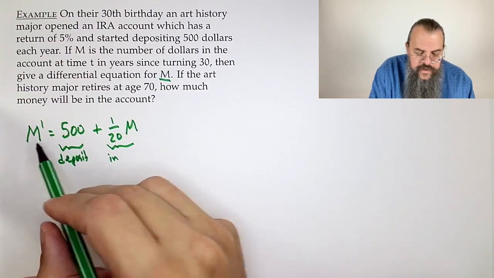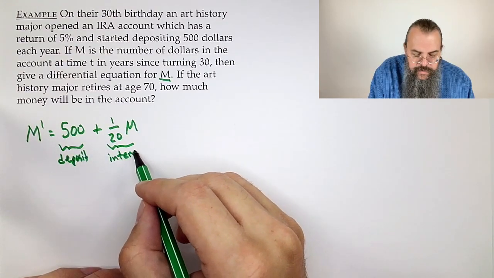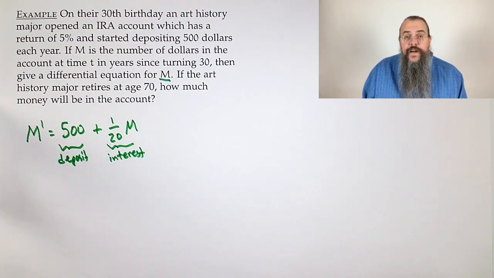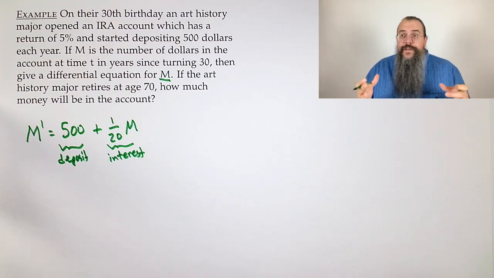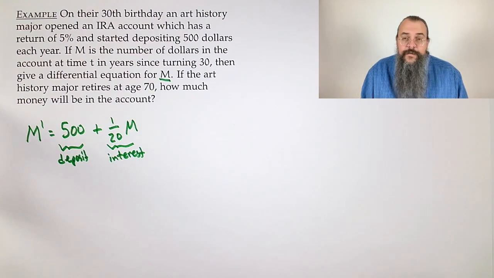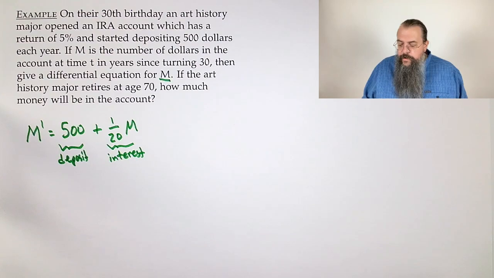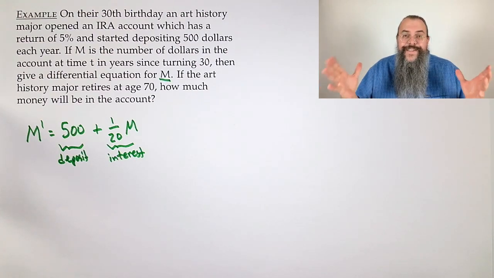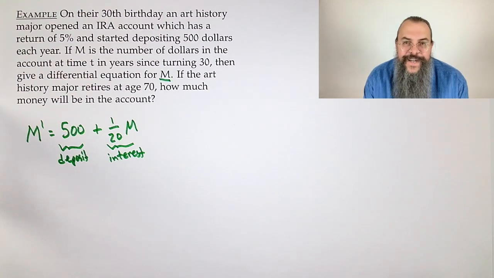So this is how much your money changes by. What's the change in the money? And it changes because of these two factors. How much do you get because of the deposit? How much do you get due to interest? All right. Well, great. That's it. That's the differential equation. So we're done.